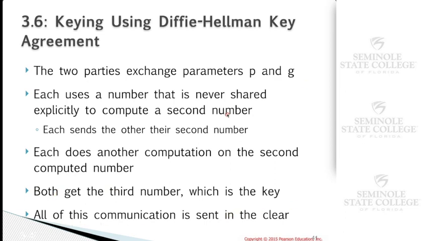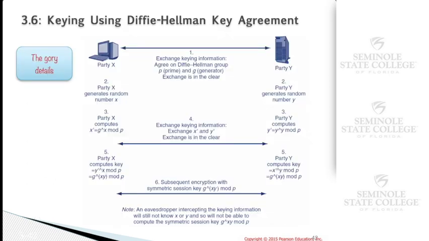So since we are sending P and G over in clear text, why are we doing that? That's because even if somebody picks up P and G, they still don't know Bob's secret number and Alice's secret number. They would not be able to create that exact key that everybody is using.